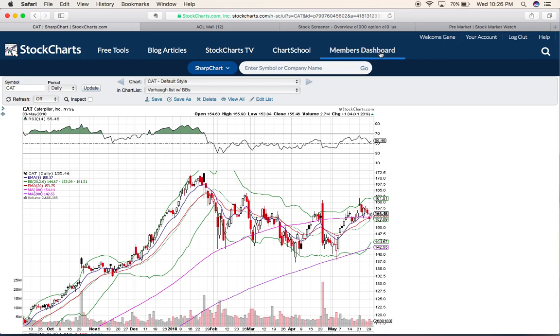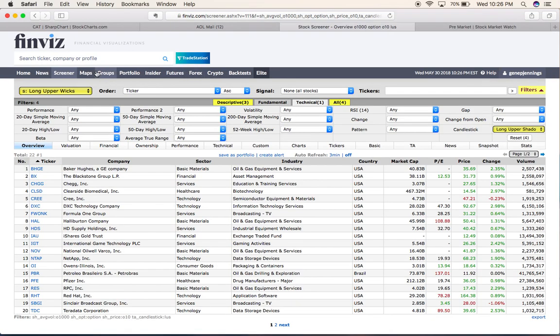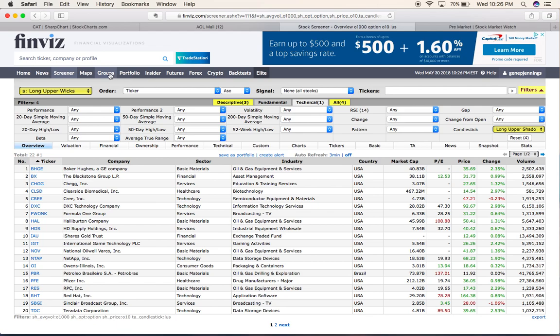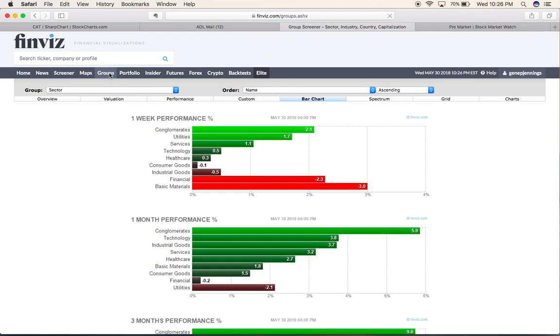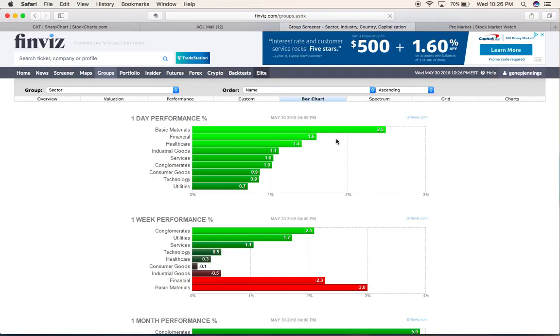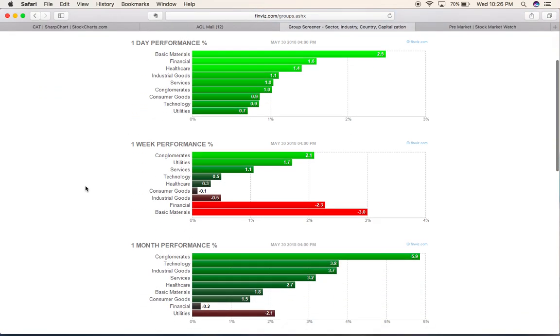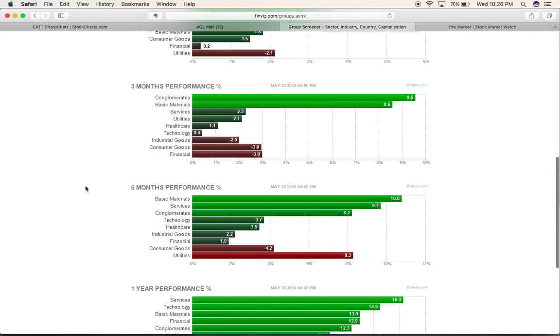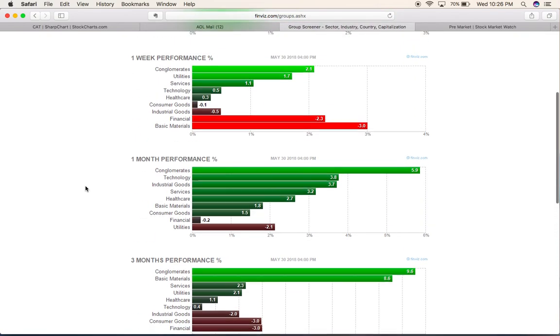One other thing to mention is if you go back to FinViz and look at the groups, you can see what sectors are performing well. You'd like to be in a stock that's in a good sector. So you can see here on FinViz, they tell you what performed well today, this week, month, 3 months, and so forth. So that's always a good indicator.